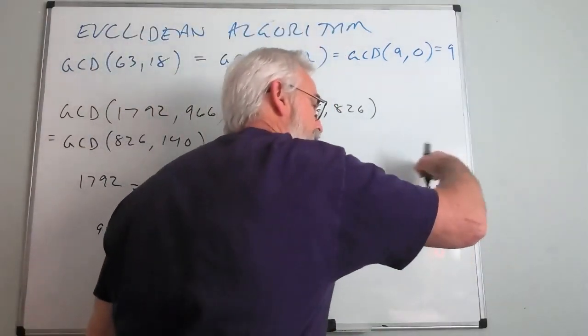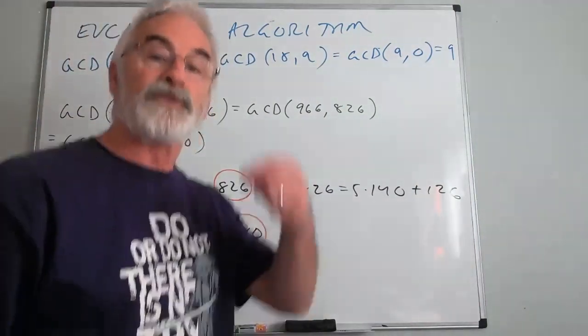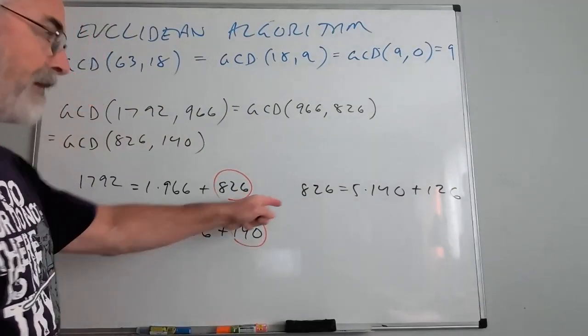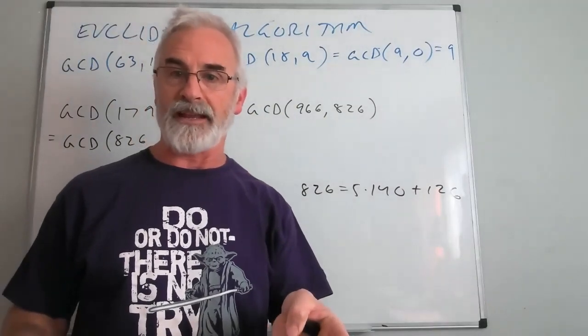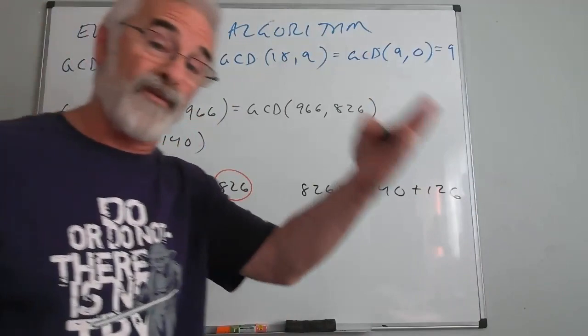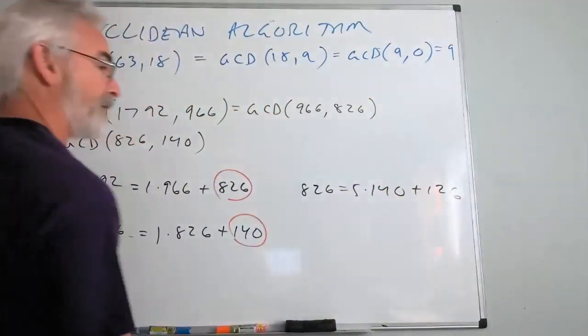Now remember the rule about a remainder. It can be any integer from 0 all the way up to the divisor. It can't exceed the divisor. If I'm dividing by 140, I can't have a remainder of 200. If I'm dividing by 140, I can't have a remainder of negative 10. My remainder has to be a number between 0 and 139. Okay, so then that's the next value I will use.